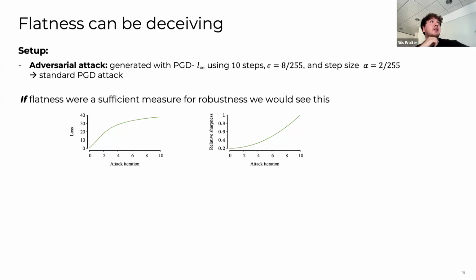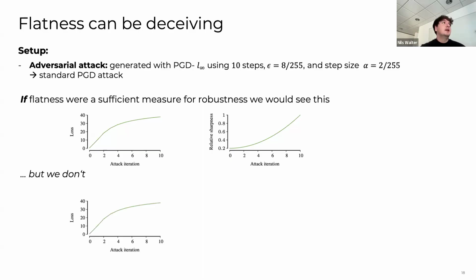We generate adversarial samples with L infinity, standard setup, 10 steps, epsilon 8 over 255, and the alpha is also quite standard. If flatness were a sufficient measure for robustness, we would hope to see this: if we can use flatness to check whether something is an adversarial example or not, we would like to see the loss increase, but also the sharpness, so the network becomes somewhat uncertain. But we don't, and we see this.